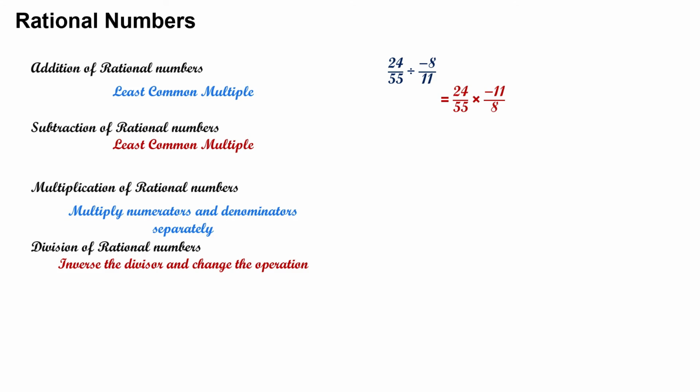Simply, you need to multiply 24 with 11 and 55 with 8. The answer is minus 264 over 440. Simplify that, the answer will be minus 3 over 5.